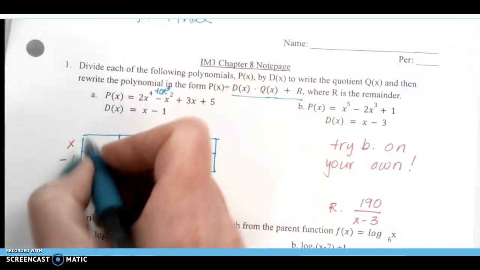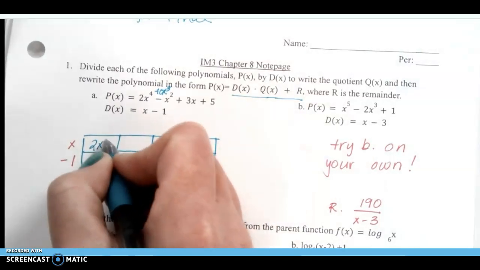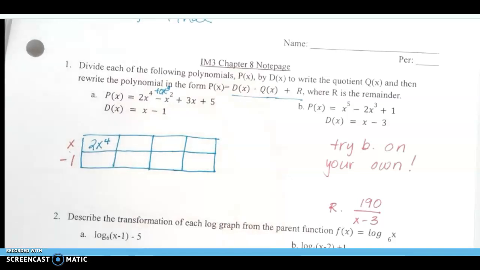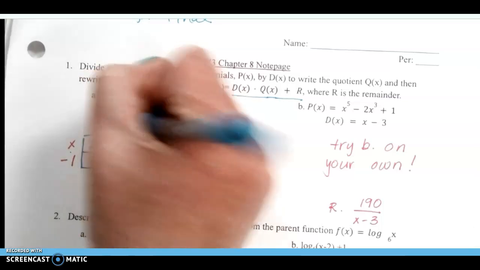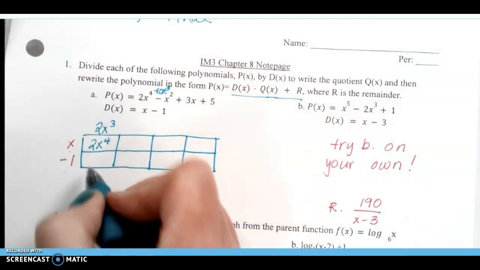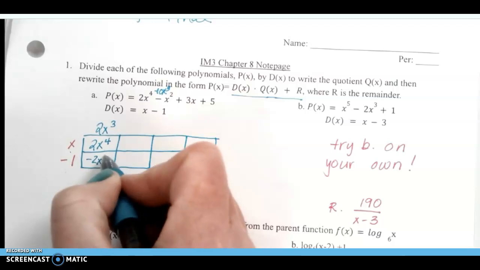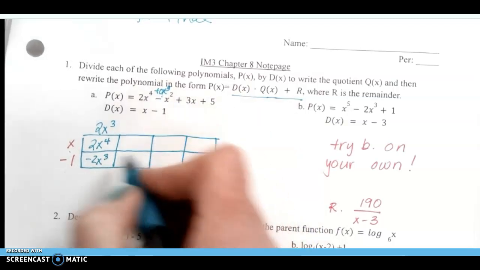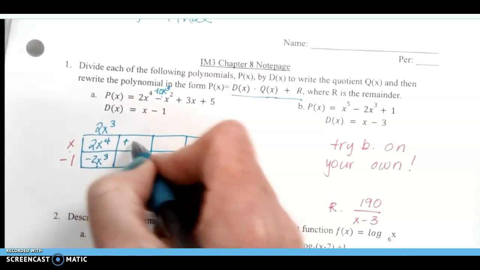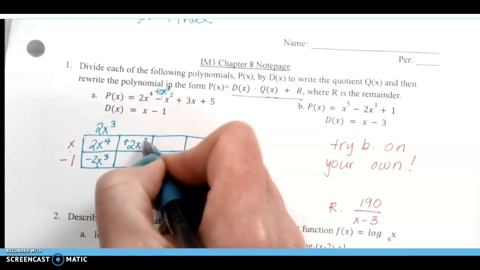So we're going to take our first term and fill it in our first box. X goes into 2x to the 4th, 2x to the 3rd times. We're going to multiply that by -1 to get -2x to the 3rd. We need to get to 0x to the 3rd, so we need the opposite of this, which is 2x to the 3rd.